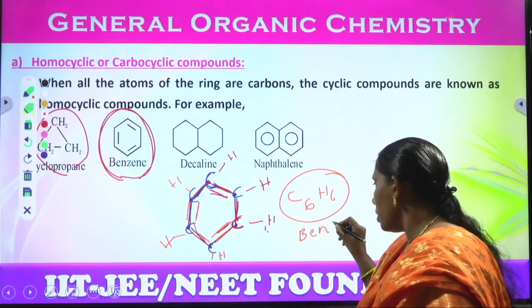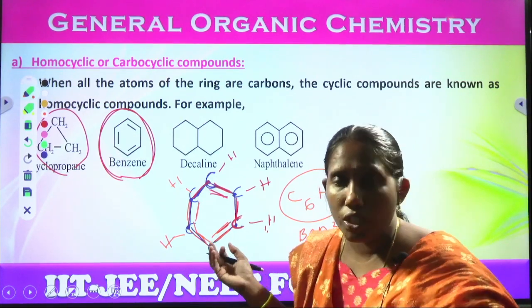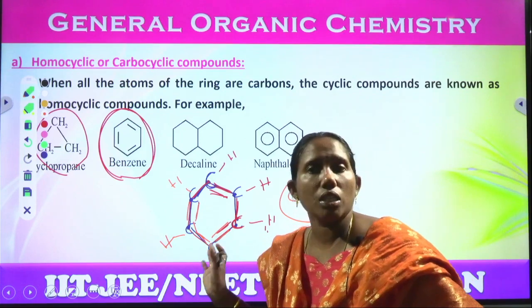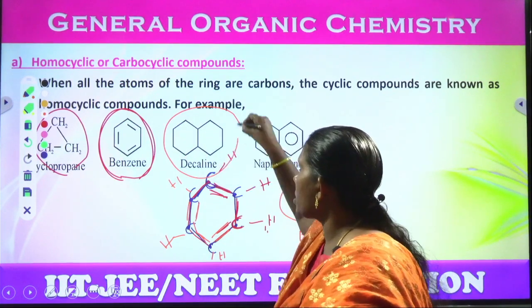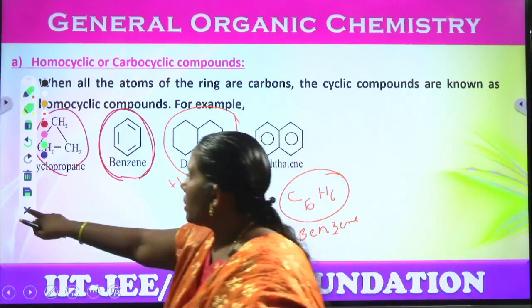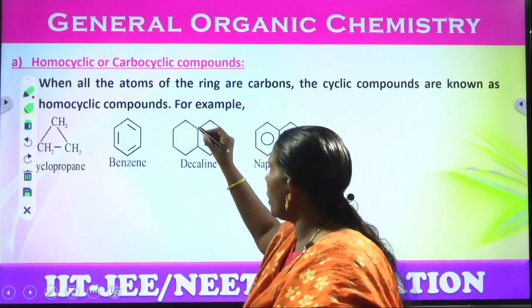What is its name? Benzene. We will study again what is the common name, what is the trivial name, and what is the IUPAC name. While writing the nomenclature, we will describe that again, okay? Now I want to explain even this also. So let us see here. I am taking this example, decalin.